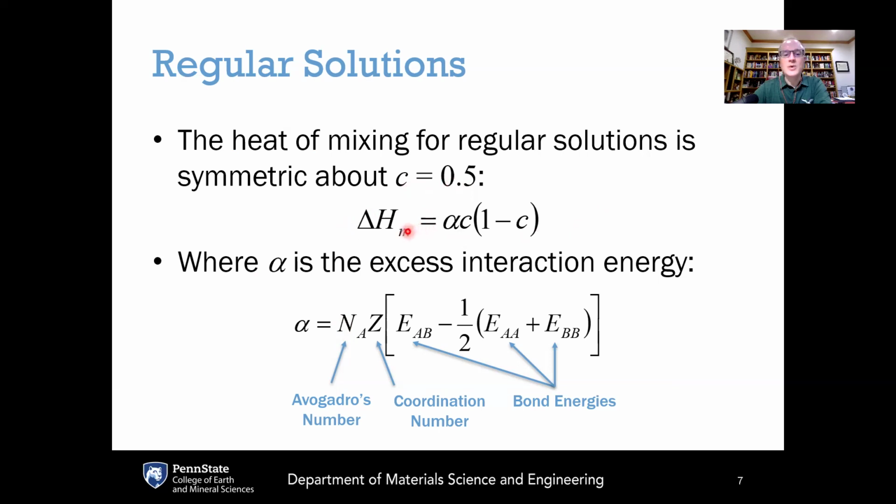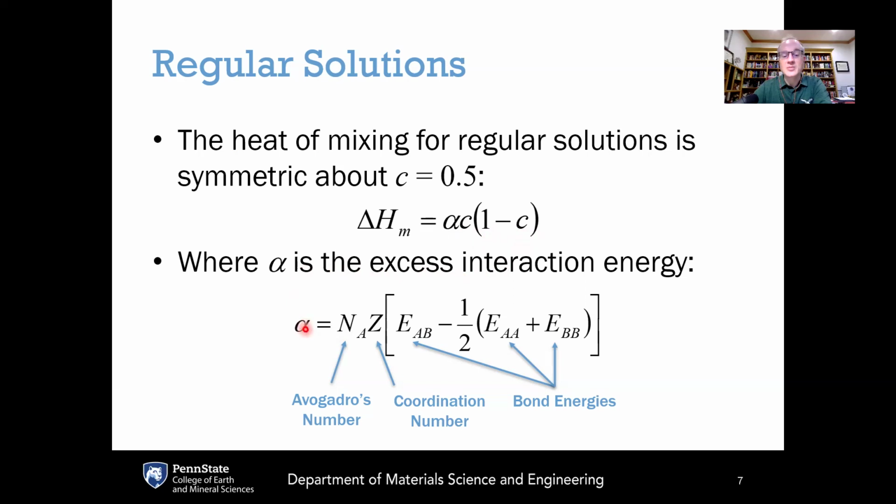So one of the ways that we can write the heat of mixing is delta H sub m is equal to some factor here, alpha, which is called the excess interaction energy, times the mole fraction of one phase times the mole fraction of the other phase. So it would be alpha times C times 1 minus C. And the key parameter here is this alpha, the excess interaction energy.